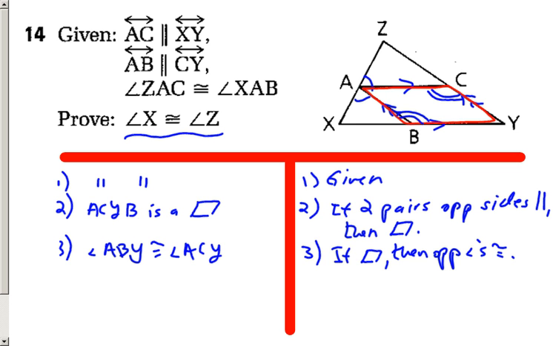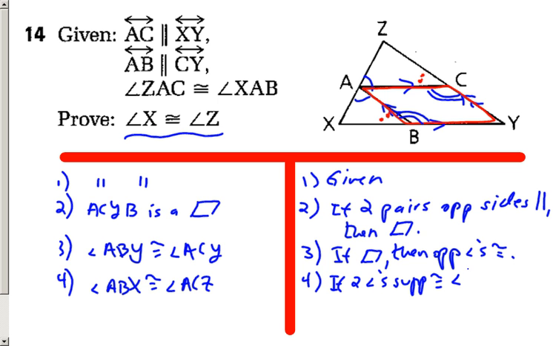Okay, that does something pretty cool. That allows me to say these angles are congruent. Angle ABX and angle ACZ are congruent because they're supplements of congruent angles. So I'm going to say that in step 4 is angle ABX is congruent to angle ACZ for the reason that we learned like day 3 was if two angles are supplements of congruent angles, then those two angles are congruent. So that's angle ABX and angle ACZ.